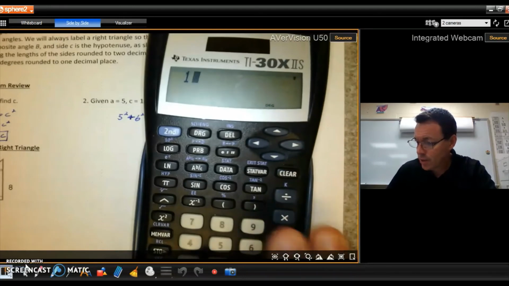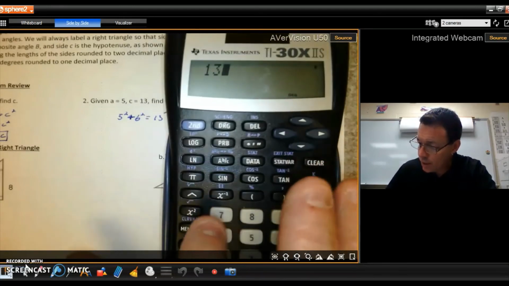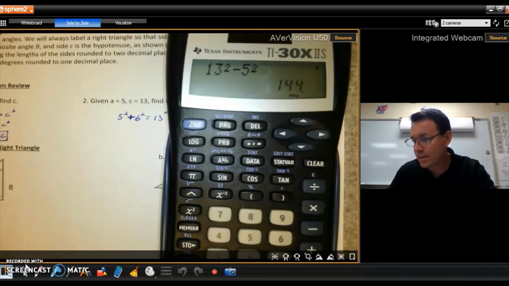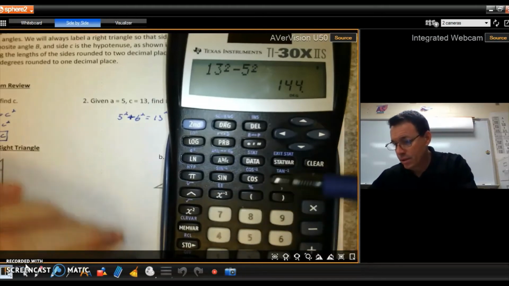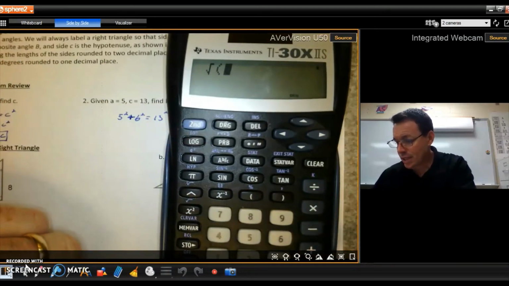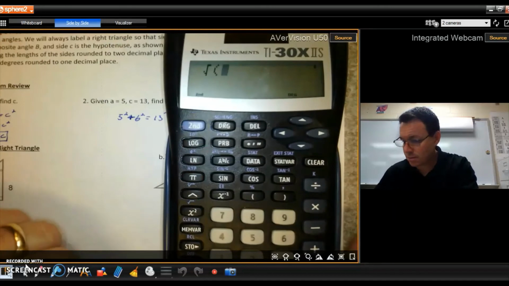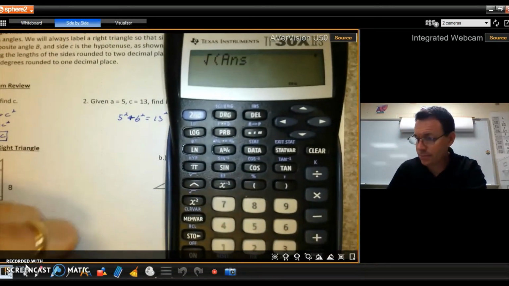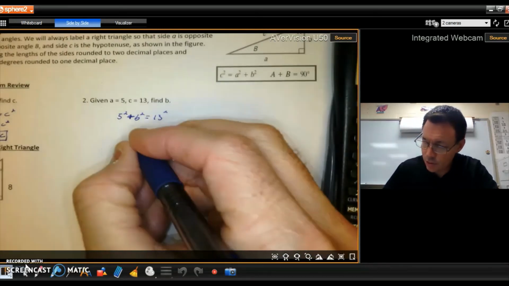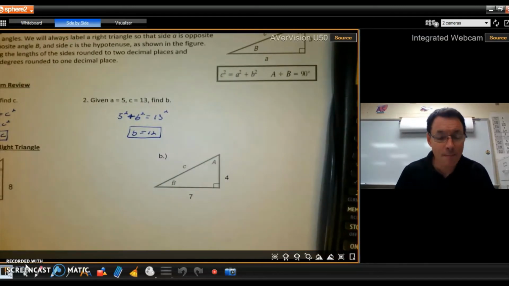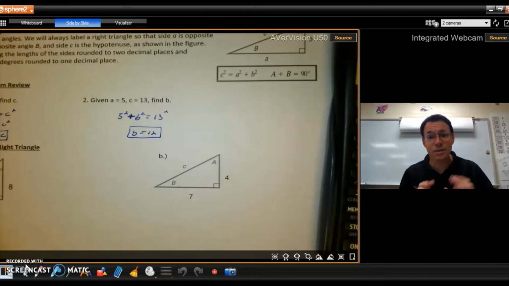So 13 squared, and I'm going to do minus 5 squared. That's going to give me 144, and then I'm going to take the square root of that. The square root is right here, so I'm going to hit second square root. I'm just going to hit the answer button, so second answer, and it's going to plug in that 144 that I just had, and it's going to tell me the answer is 12. So b equals 12. So two different ways to use the Pythagorean theorem depending on how they present the information to you.